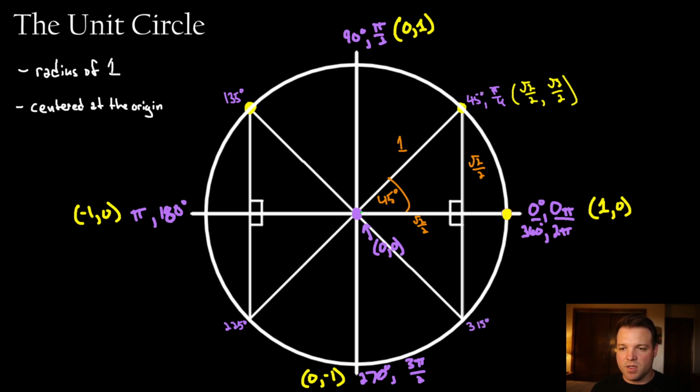And now let's go ahead and do our radians here. And I'm going to simplify right away. So this is 1 pi over 4. 2 pi over 4 simplifies to 1 pi over 2. 3 pi over 4. 4 pi over 4 simplifies to pi. 5 pi over 4. 6 pi over 4 simplifies to 3 pi over 2. And then 7 pi over 4.